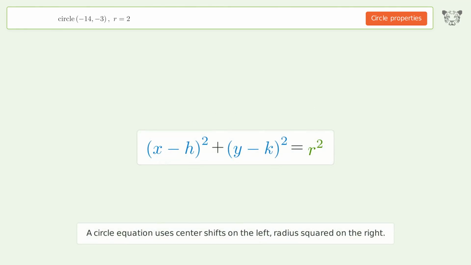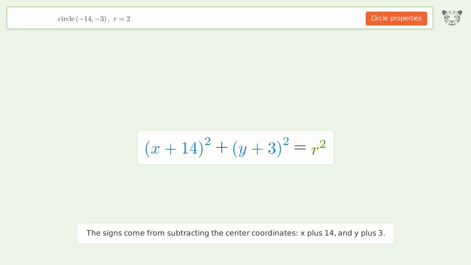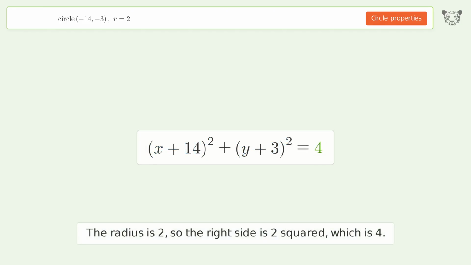A circle equation uses center shifts on the left, radius squared on the right. The signs come from subtracting the center coordinates: x plus 14, and y plus 3. The radius is 2, so the right side is 2 squared, which is 4.